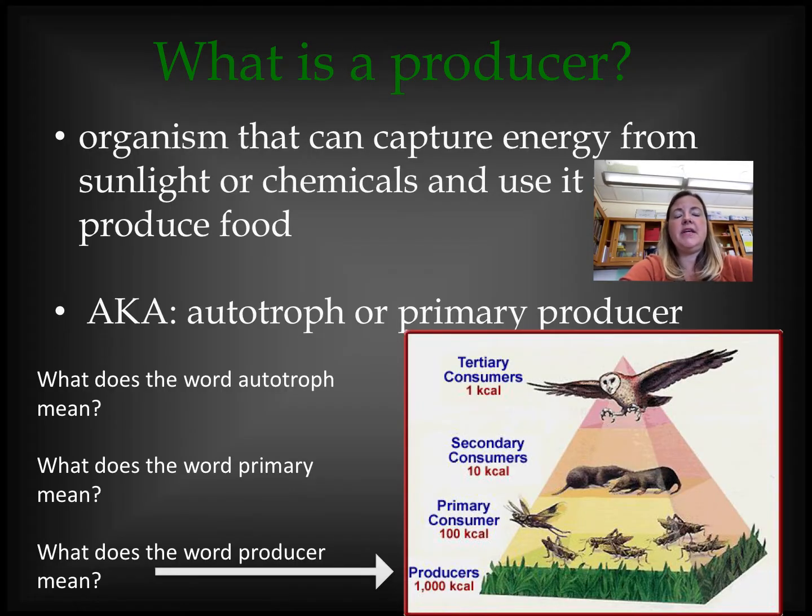Now, when we look at an ecosystem, we need to start with what is considered the base of the food chain or the base of the food web. That is going to be the producers.